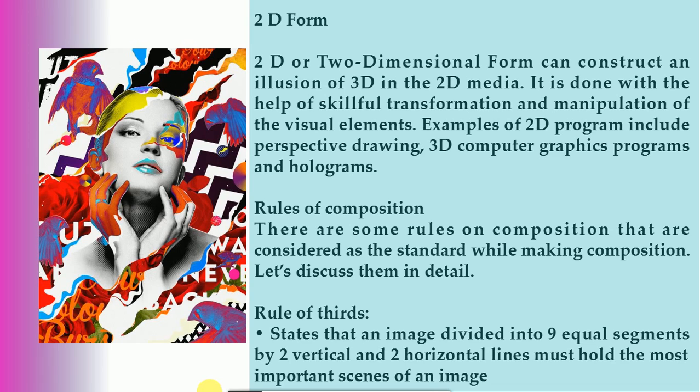Rules of composition. There are some rules on composition that are considered as the standard while making composition. Let's discuss them in detail. Rule of thirds states that an image divided into 9 equal segments by 2 vertical and 2 horizontal lines must hold the most important scenes of an image.